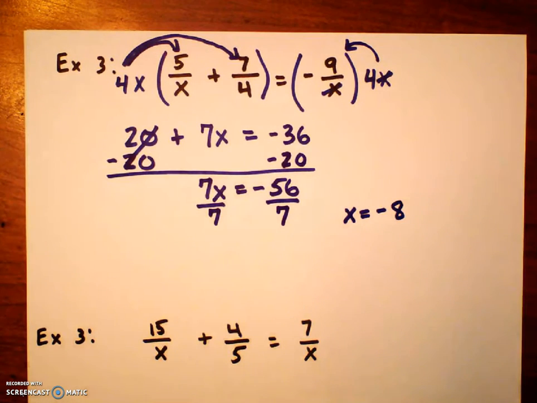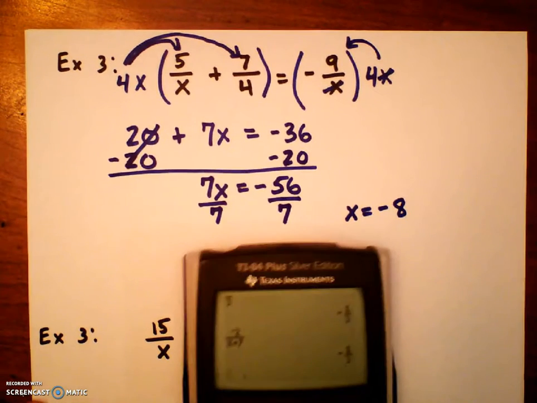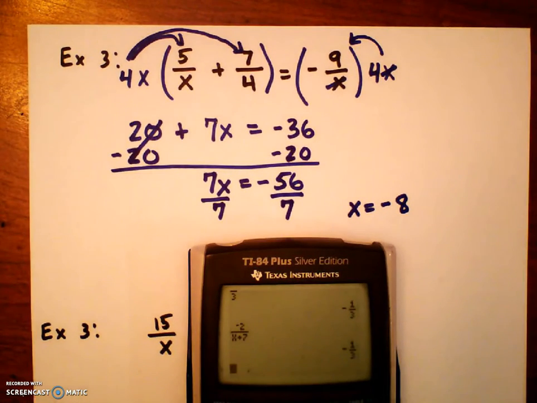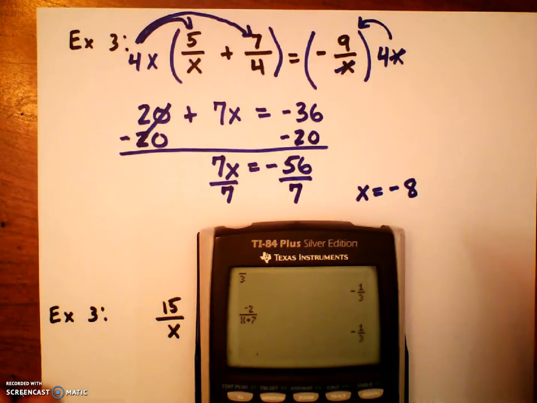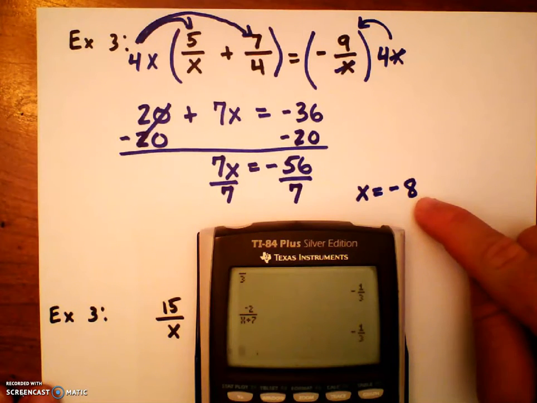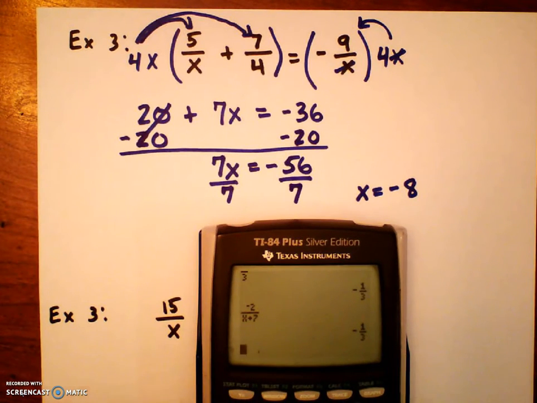Now, you do want to check for what are called extraneous solutions. This is happening now, just like it did in Chapter 6, where you could get a solution that works out great when you solve it, but when you plug it back in, it doesn't work. So we're going to test this out. I'm going to store negative 8 as x.